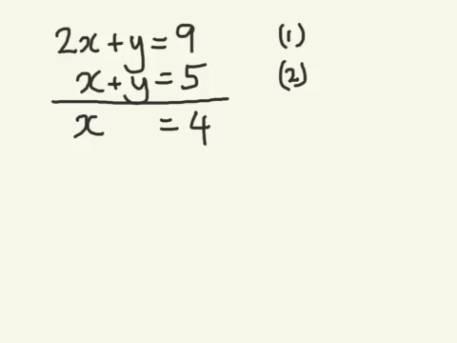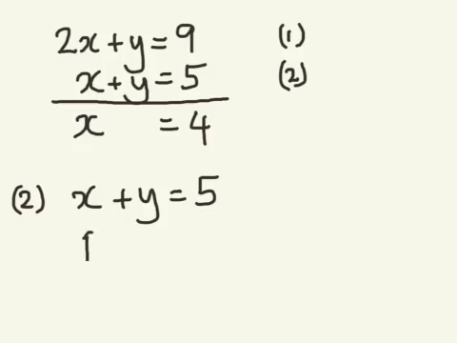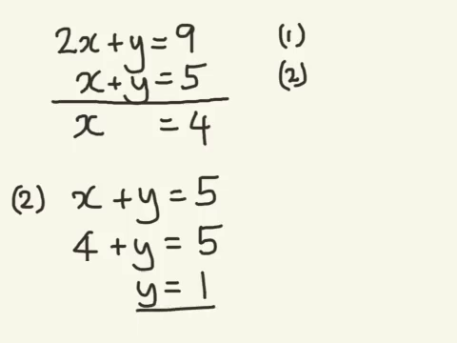To find the value of y, I can now substitute my value, which is x equals 4, into any of these two equations above. I'm going to choose equation 2 because it's fairly simple. So if I look at equation 2, I can say that x plus y equals 5. Now I know that x equals 4 because I just worked it out. So 4 add y equals 5. So you should be able to see here that the value of y is 1. So I now have x equals 4, y equals 1.